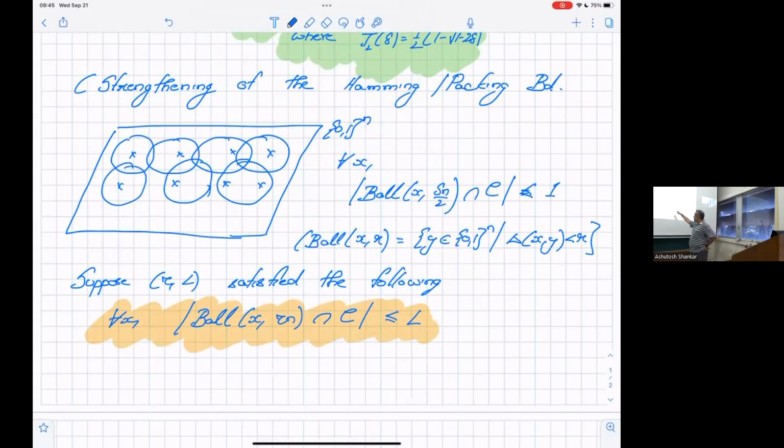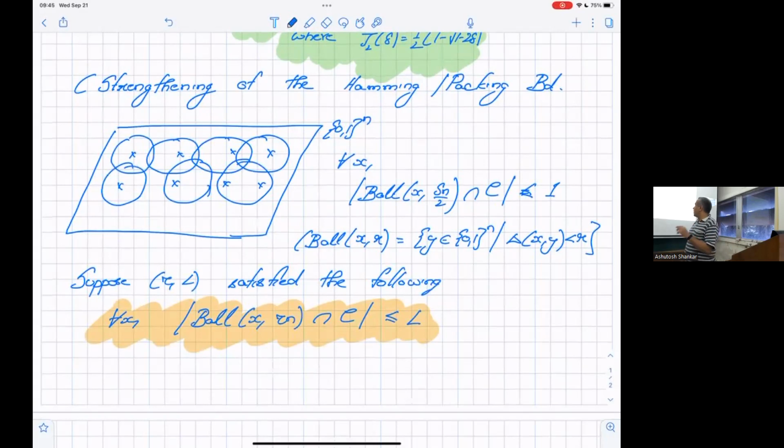What I want to say is, if this were true, then if you draw balls of radius tau n around each of the code words, let's ask how many times a point can possibly be covered. I want to claim it's at most L. Why? If it was more than L, then if you had drawn the ball of radius tau n around that point, there would be more than L code words in it. Is that clear?